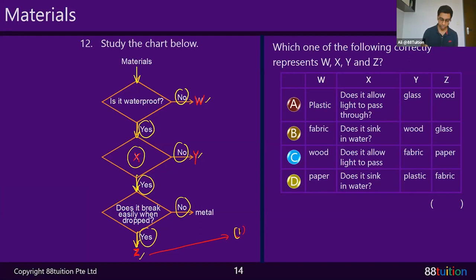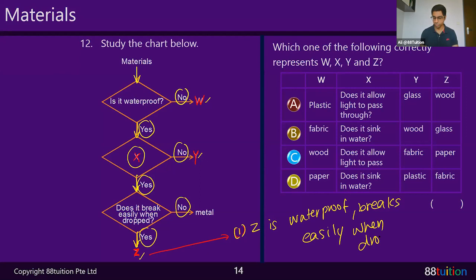So it says, Z, is it waterproof? Yes, Z is waterproof. Then you go down the arrow, and it answered some other question. We don't know what it is. It answered yes. Then go down the question. It says, does it break easily when dropped? Yes, it breaks easily when it drops. So you've got two criteria for Z. Of course, metal also has two criteria, but you don't need to find out the identity.